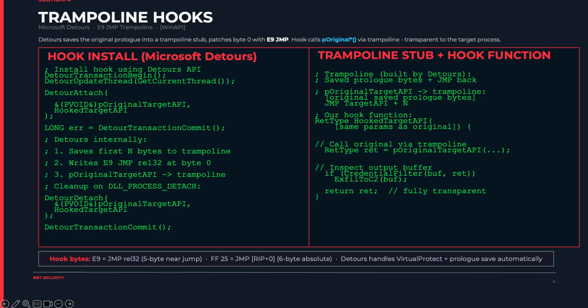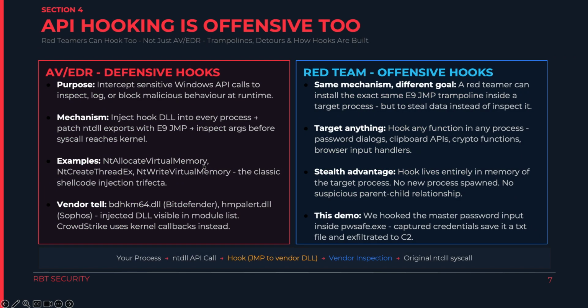The tools handle the Win API calls and the prologue saving automatically, right? And basically that is the whole game. And as you can see here, we are using Microsoft Detours and the framework, right? And basically that is what it does. Let's move on to our next slide.